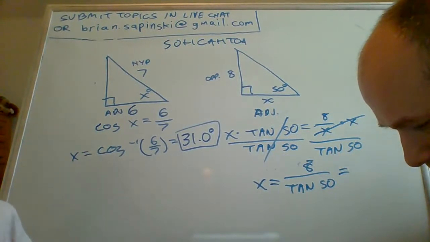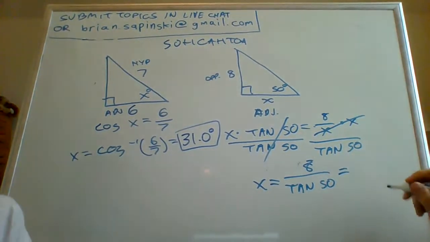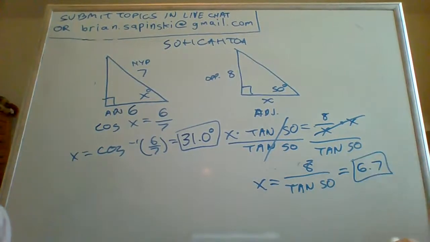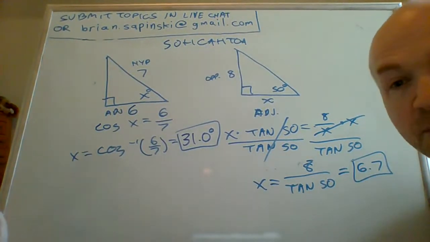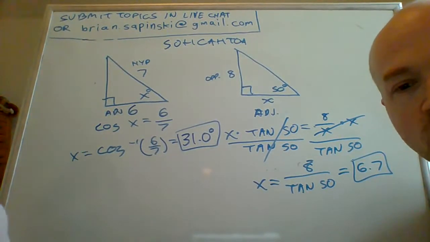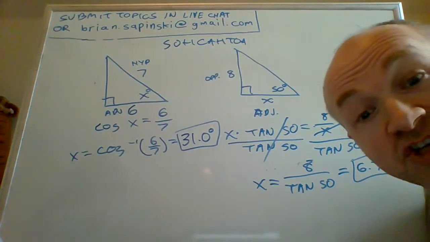So 8 divided by tan 50 in this case would give you a measurement of about 6.7 when rounded off. Okay, so there's a recap of everything. That's how it should all look. So hope that all makes sense to you, and enjoy the trig.